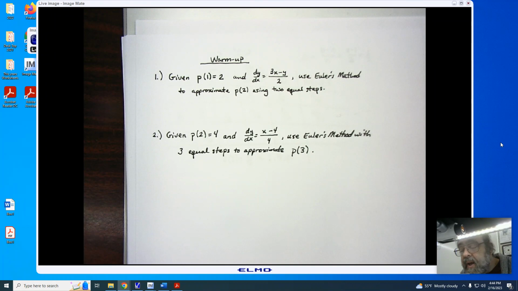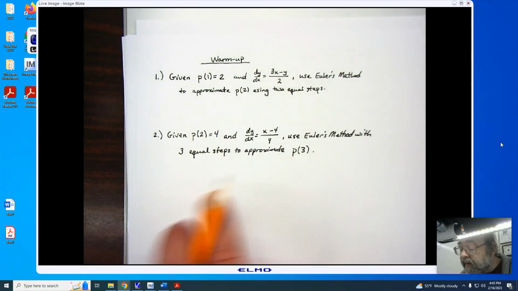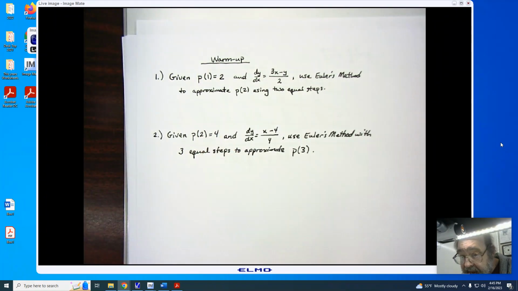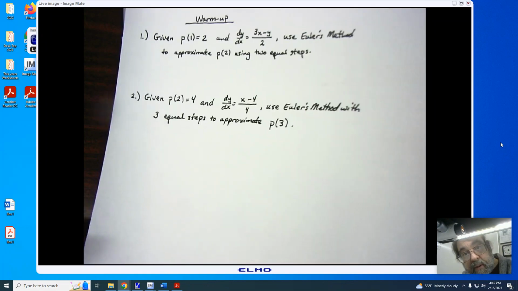Okay? This brings us to our second warm-up question for today, and this has 3 equal steps. We're trying to find P of 3 starting at P of 2, and our dy dx is (x minus 4) divided by 4. So we're going to start with our chart again. We're going to put in our x and our y. We're going to find delta x and put them along the x in the first 3 spots. Once we have our x's and our delta x's in place, we're then going to use our x, find dy dx, and begin the process. Here we go.